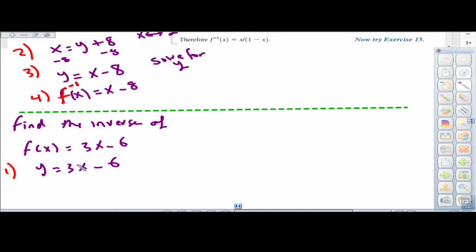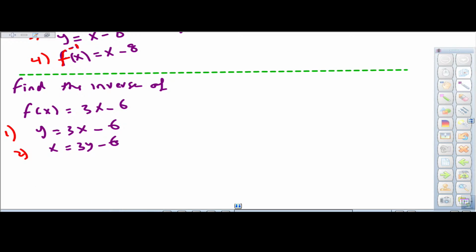Step number 2, exactly. You swap the x's and y's. Step number 2, swap x's and y's. So every x becomes a y, every y becomes an x. This is x equals 3y minus 6. And what do you think the third step is?